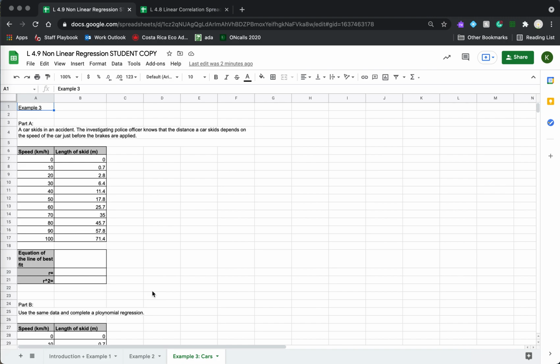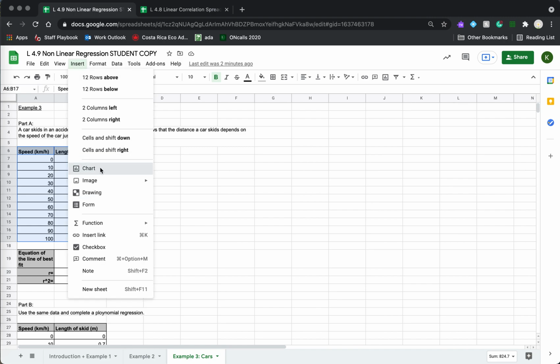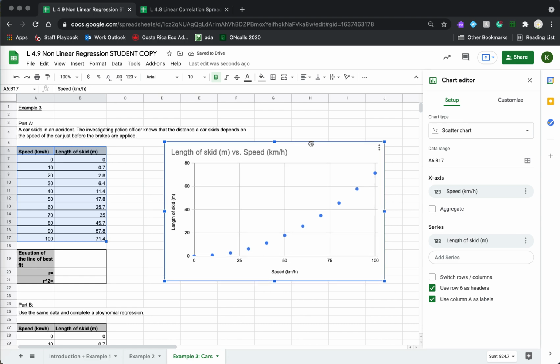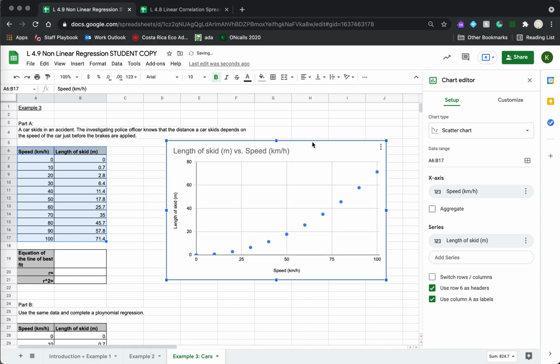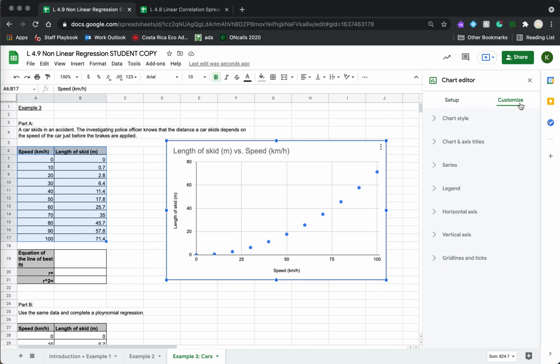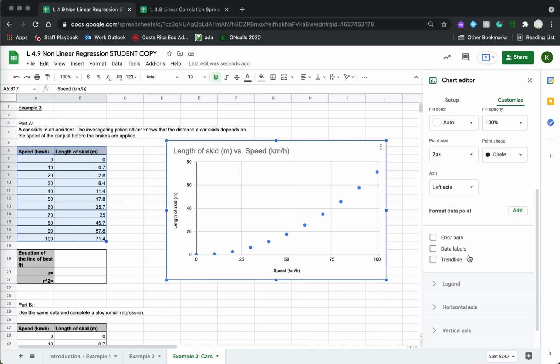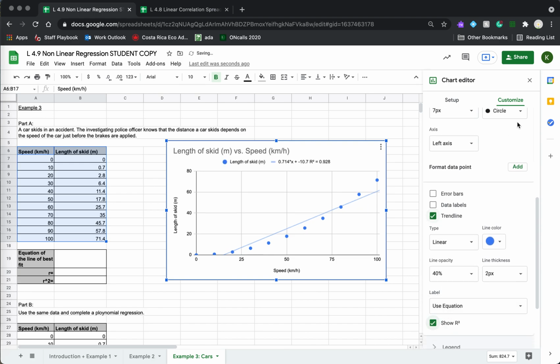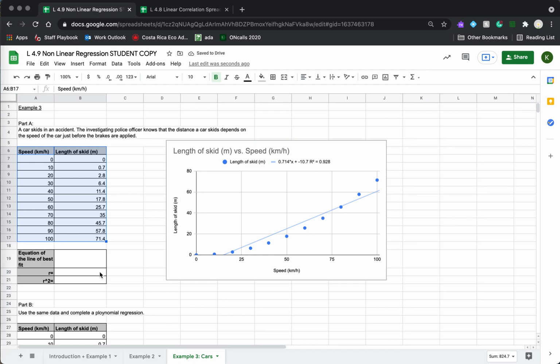So what we do is regression. We first start by doing a linear regression. Highlight the data, insert chart. Perfect. It was very happy with making a scatter plot. That's great. Let's customize it. Series. Add that trend line, and we'll go with the linear one here. Label with our equation and show our r squared.